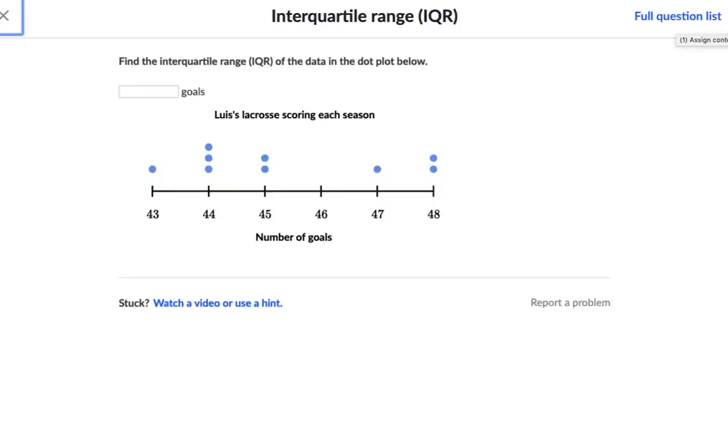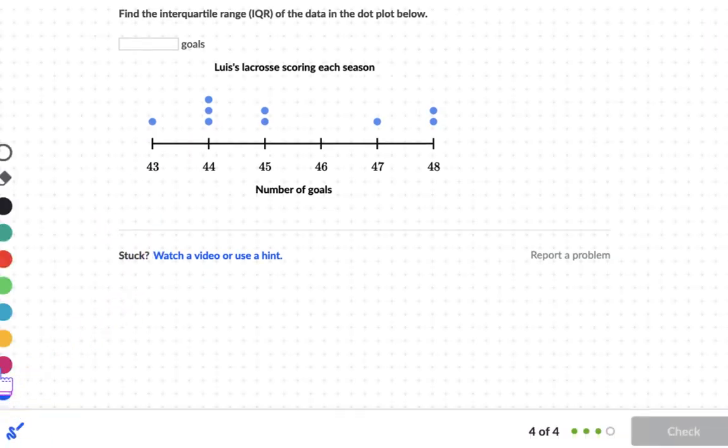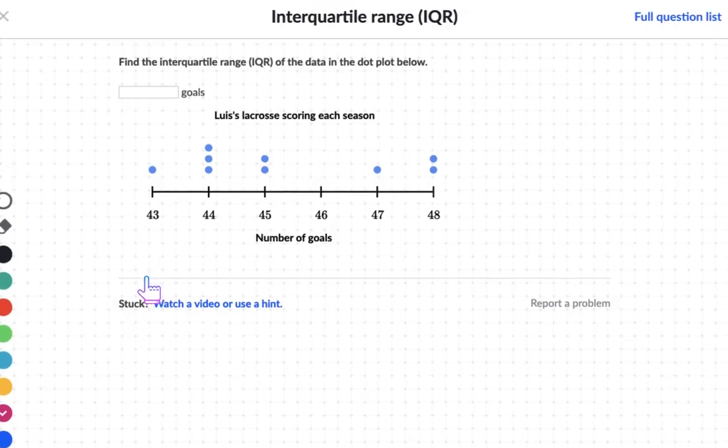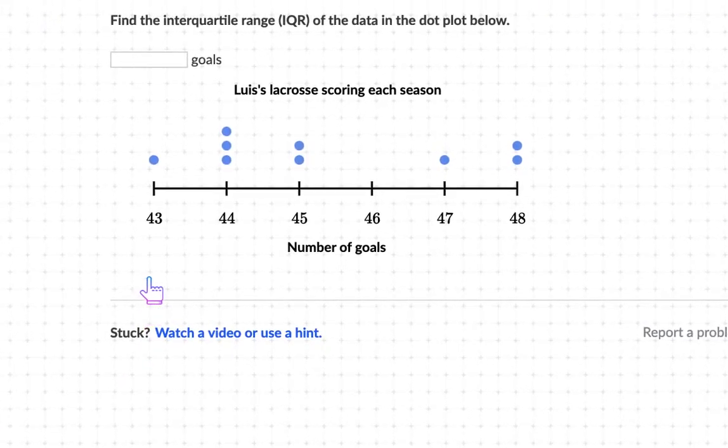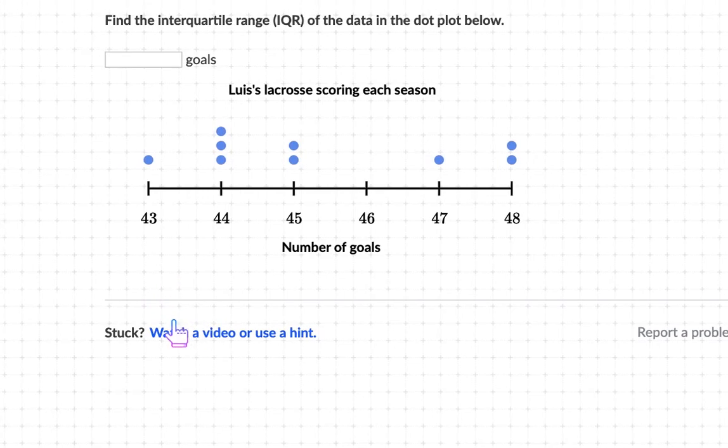Okay, so interquartile range, or IQR problems. Let's look at this problem. It says to find the interquartile range, or IQR, of the data in the dot plot below. Go ahead and pause this video and try it on your own first.